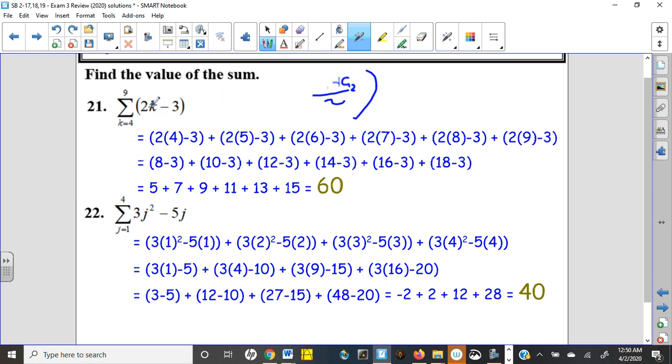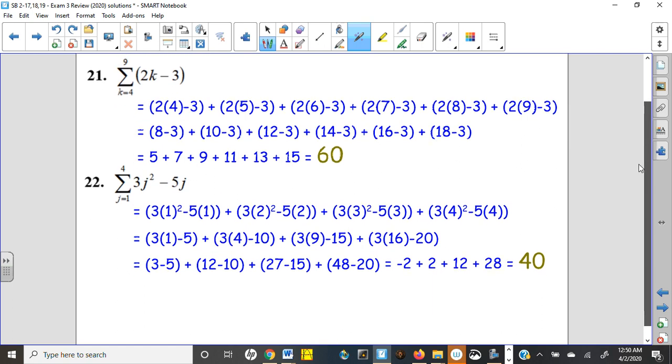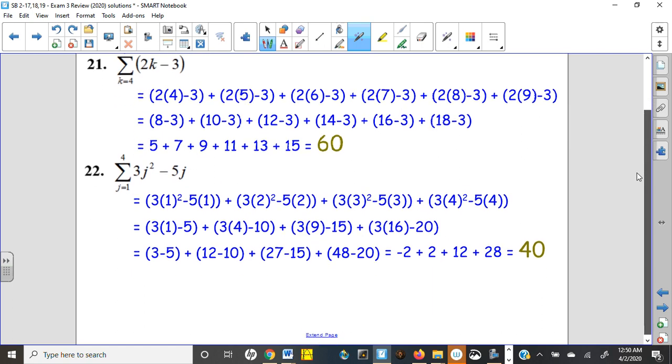but what about the number of terms? Well, it's not 9. 9 is the last number we plug in, but remember, we didn't start at 1, we started at 4. So there's actually 6 terms from 4 to 9. And so you could still use our formula, but I just kind of plug them in. So be careful if you don't start your sums at 1. Our formulas have to be adjusted.